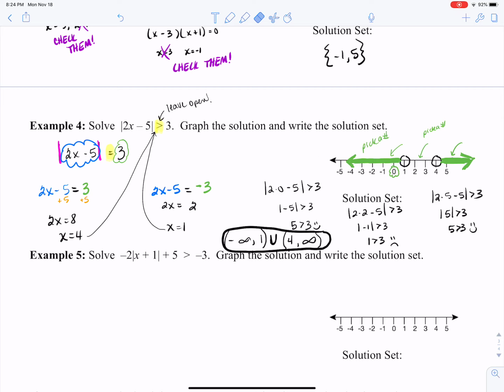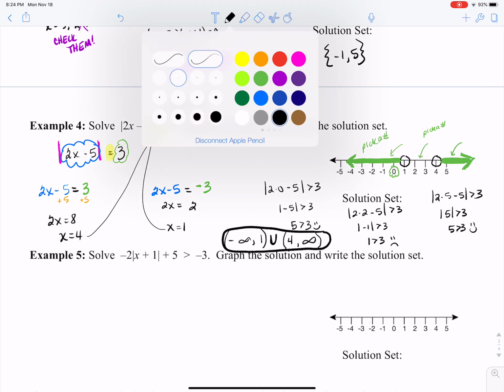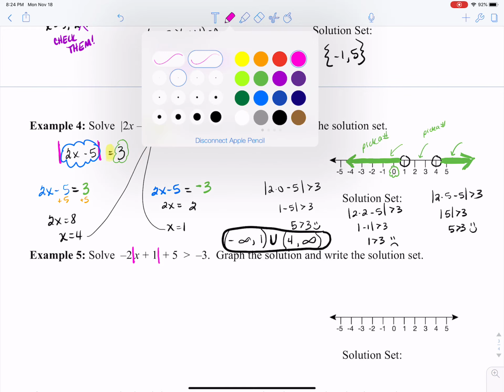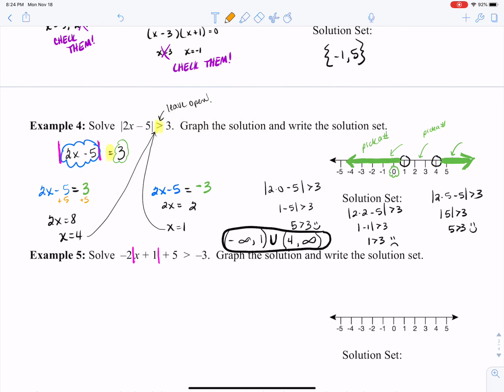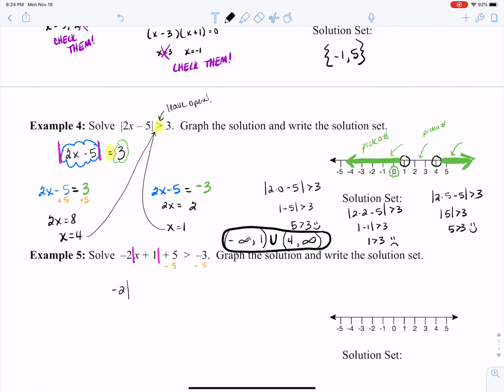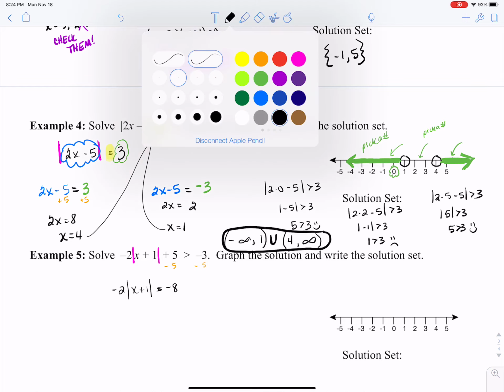Okay, let's do another one. Here are the absolute value bars. Let's work on getting the absolute value bars by themselves, and let's go ahead and pretend it's an equation just for a minute. So first thing we're going to do is we're going to subtract 5. Notice that I went ahead and changed it to an equation just to get those numbers that I can circle on my graph. I'm going to divide by -2.